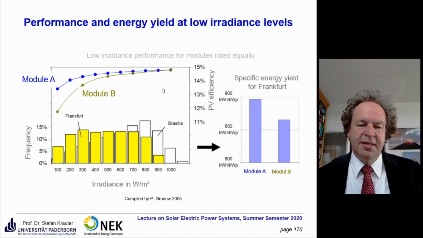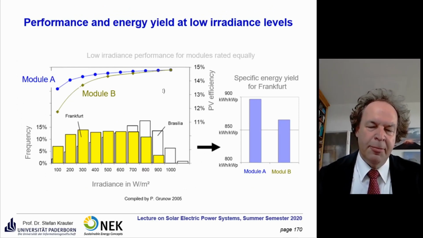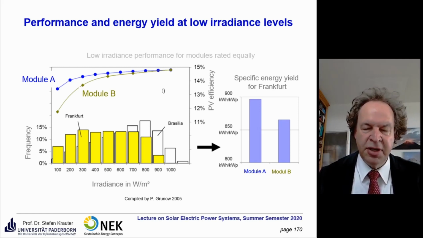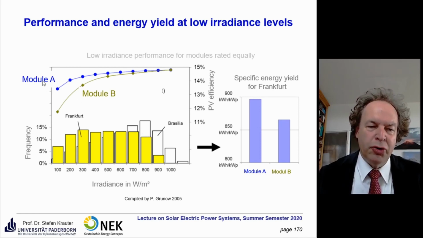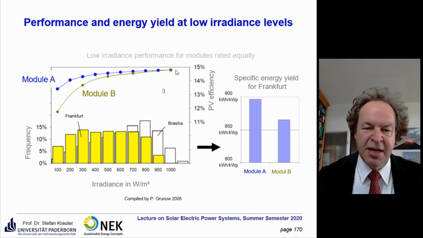Here, this is the so-called weak light effect. This depends on the purity of the material, the accuracy of the processing, and the effects you see here. So we have two modules, module A and module B, and they perform the same under standard test conditions. That means 25 degrees of temperature and an irradiance level of 1000 watt per square meter. So here you see they perform pretty much the same, with an efficiency of almost 15%.